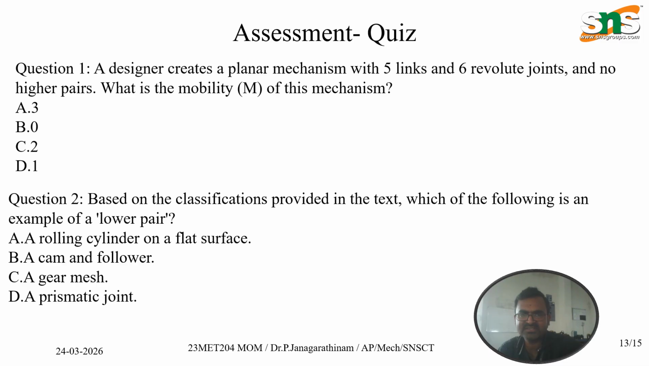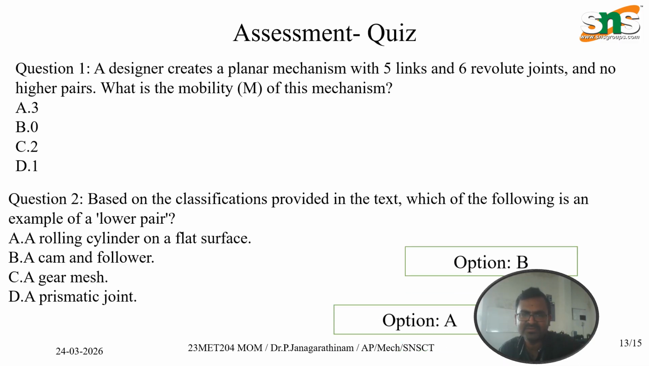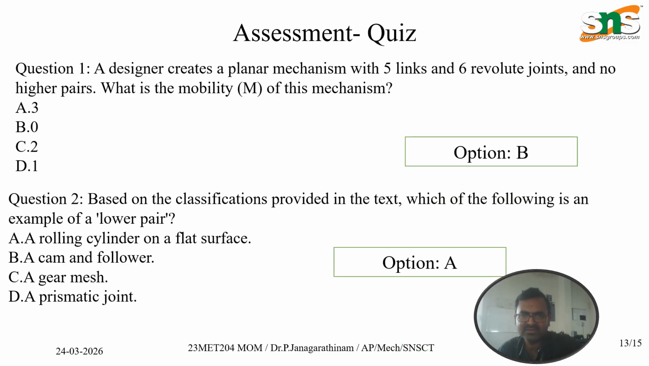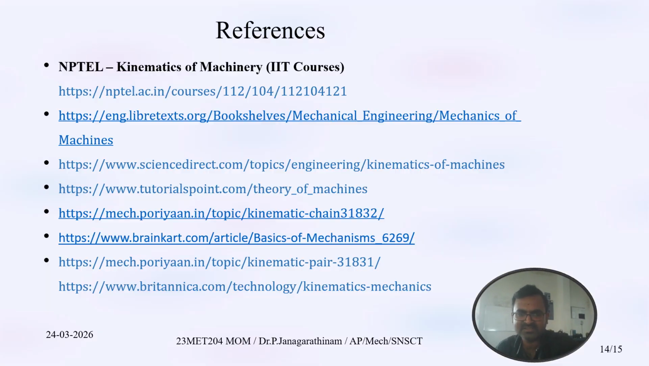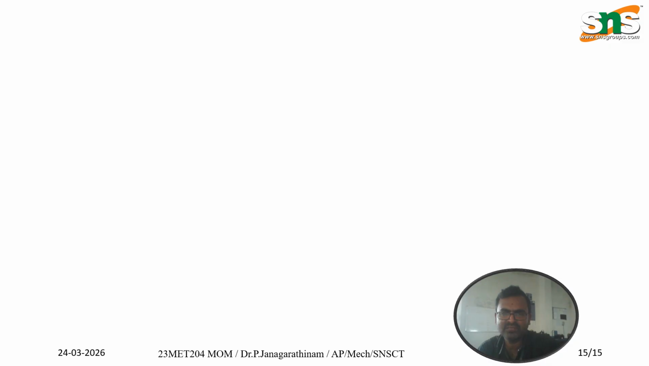These are the two assessment questions. Based on their design, we have to calculate the mobility values. For planar mechanisms, the number of degrees of freedom will be equal to 0, and a lower pair example is a rolling cylinder on a flat surface. These are some of the references I used to make this PPT.